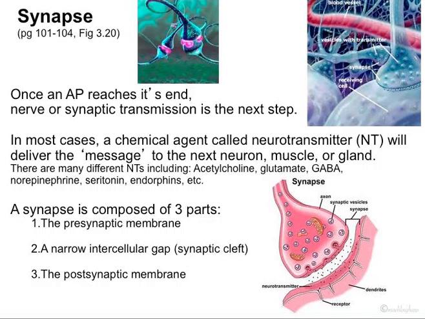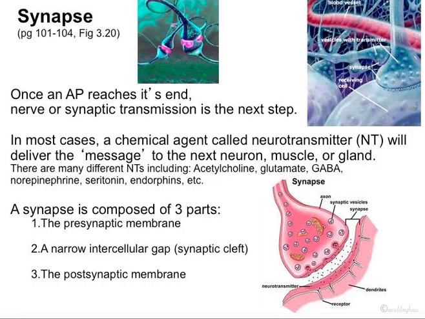In most cases, we have a nerve stimulus that goes to the end of a nerve, an electrical nerve stimulus, and then at the end of that nerve, we actually have a chemical that is released to then communicate to the next neuron. So a chemical agent called a neurotransmitter will deliver a message from one neuron to the next neuron, to a muscle, or to a gland.